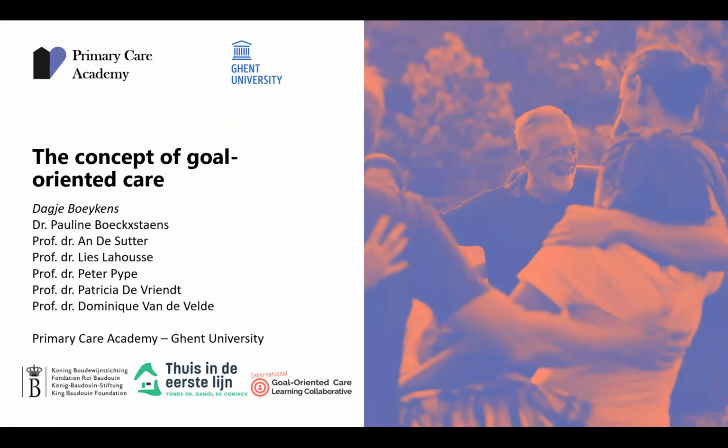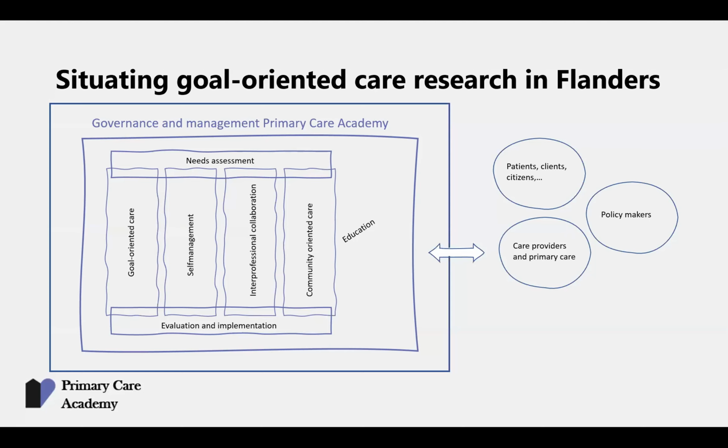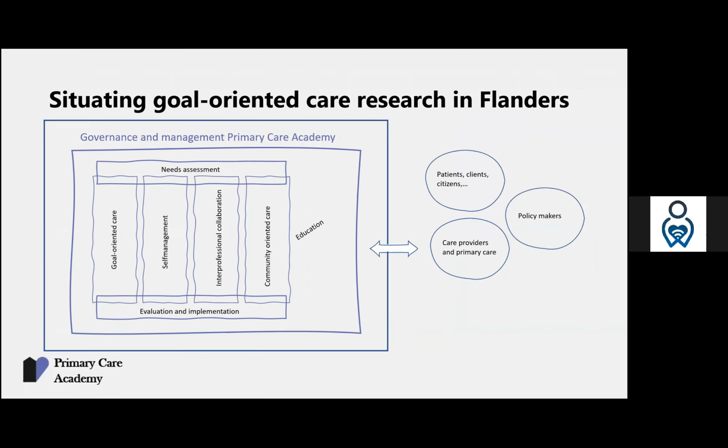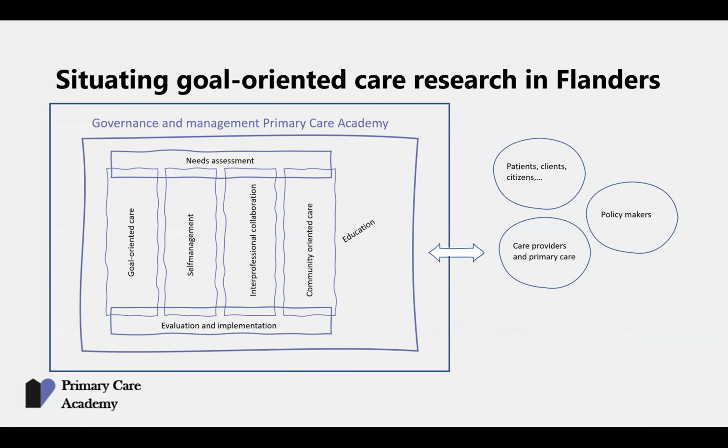In the next 20 minutes, I will present the concept of goal-oriented care to provide you some more background information on the concept and a general introduction. But first, I want to situate the research on goal-oriented care in Flanders. I think 2 years ago, or a little bit longer, the Primary Care Academy was established, which is a consortium of different universities, universities of applied sciences, and also organizations of patient representatives, that has an overall aim to implement a person-centered care approach in Flanders by means of research and education. And one of their topics is goal-oriented care.